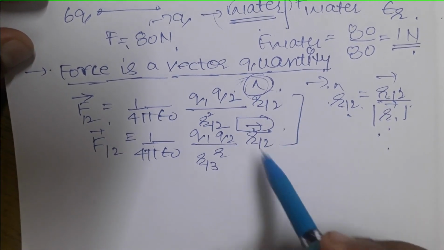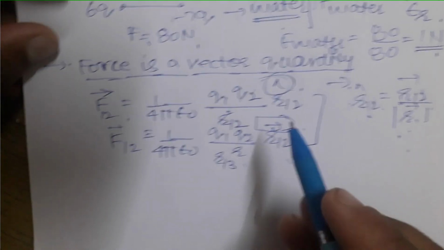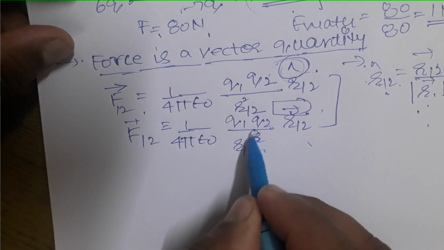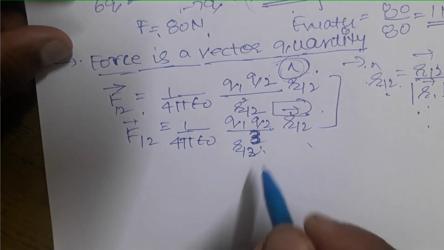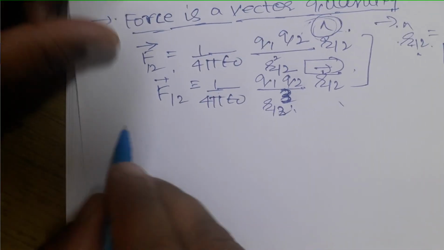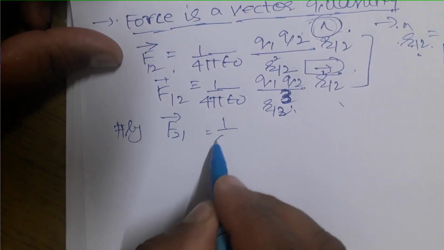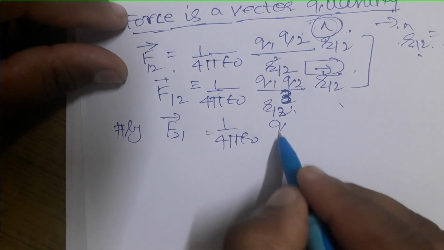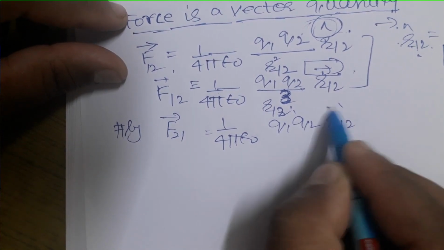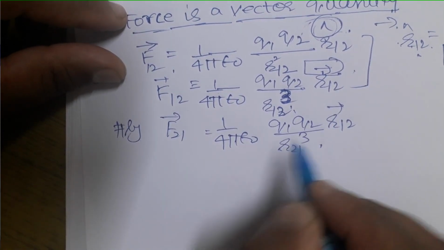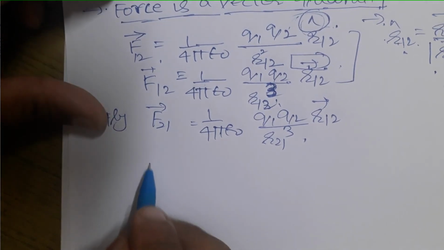What did I change here? Here it was unit vector, r cap. Now it becomes the vector. So when you see this formula, if you change it, it will be divided by its magnitude. So I put this value here, I get this in terms of cube. Now it will be r12 vector, r12 cubed.